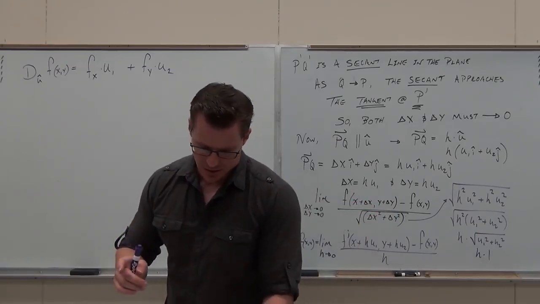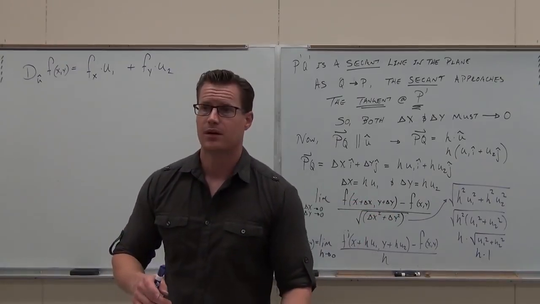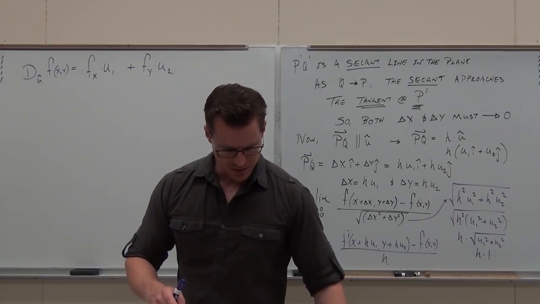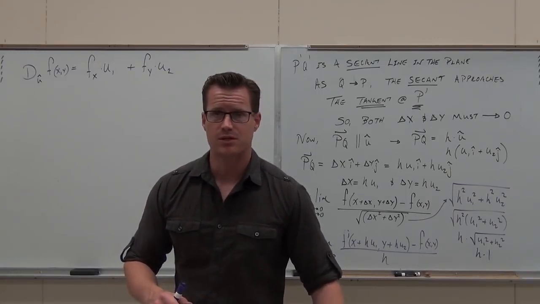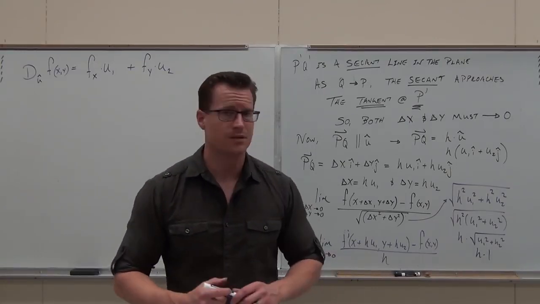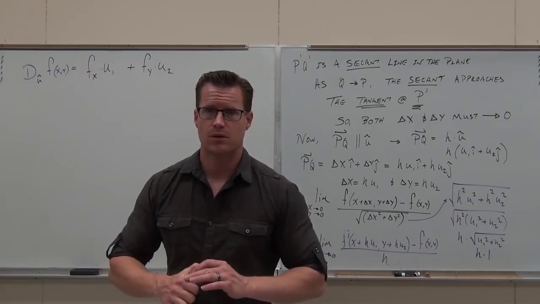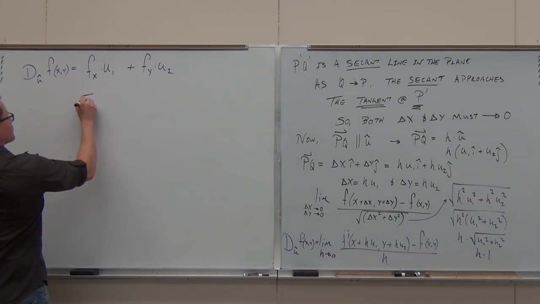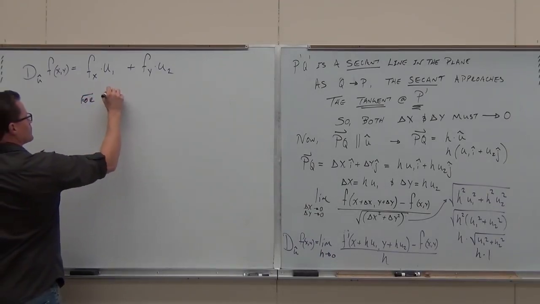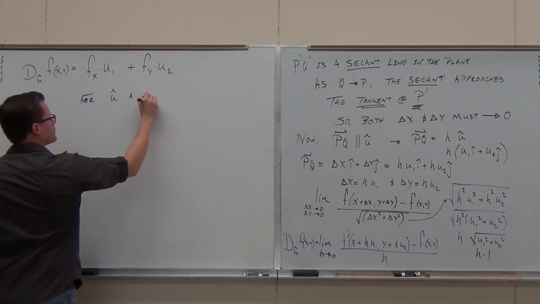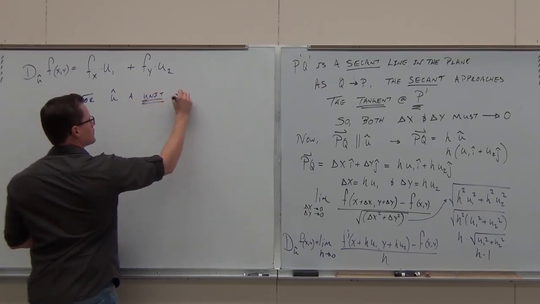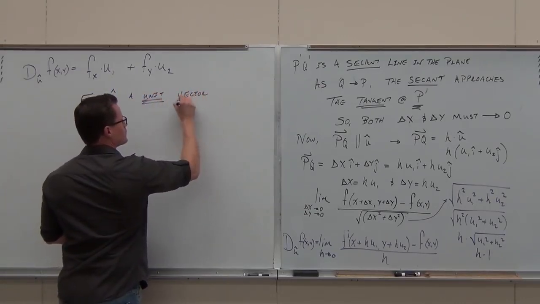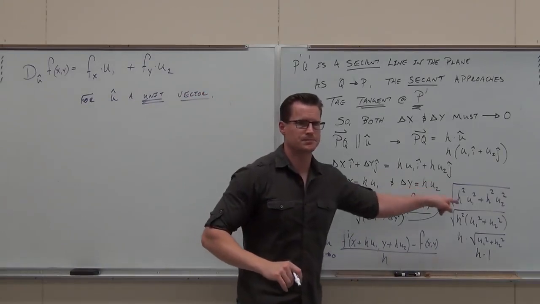Did it make sense talking about this stuff? There's a big note, and then we're going to be done, I promise. The big note is this. What type of a vector is u? U's got to be a unit vector. Otherwise, this does not work. And that's a problem.